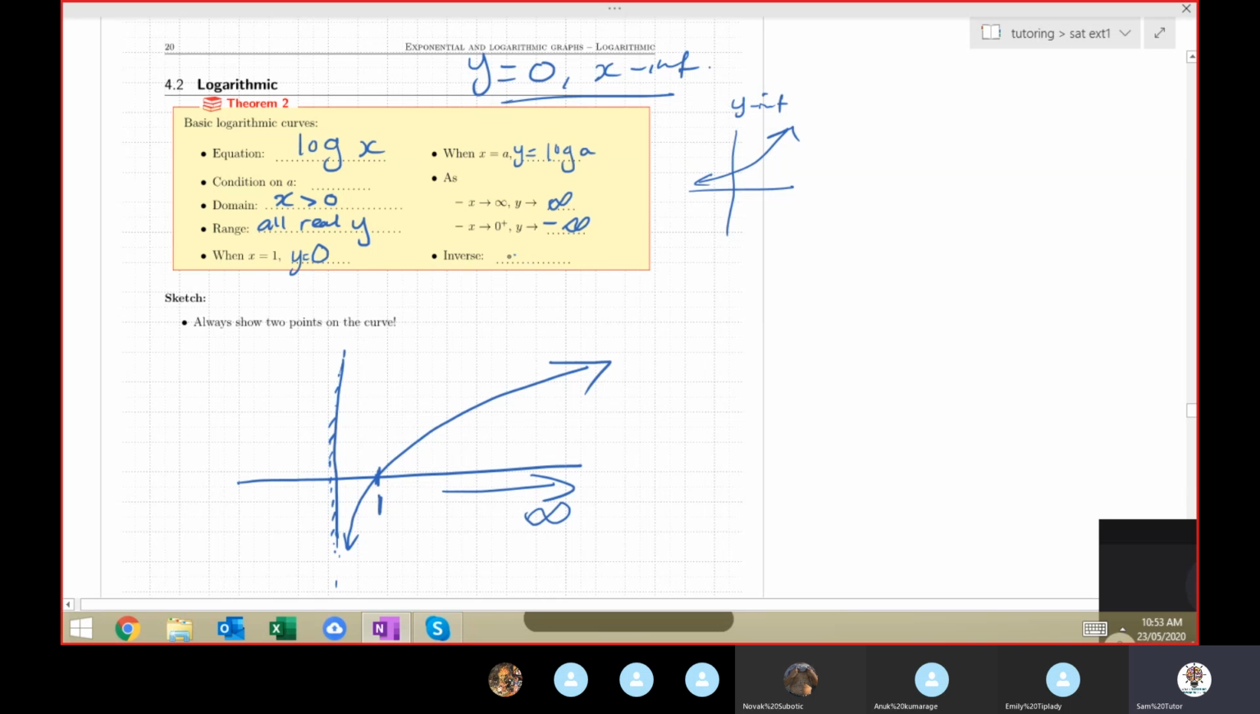Obviously, the inverse of it is an exponential. All right. All you need to know, anyways, for now is there's your asymptote. If you're going to go left and right, your asymptote will change. If you go up and down, your asymptote won't change. Okay, so opposite of your exponentials.